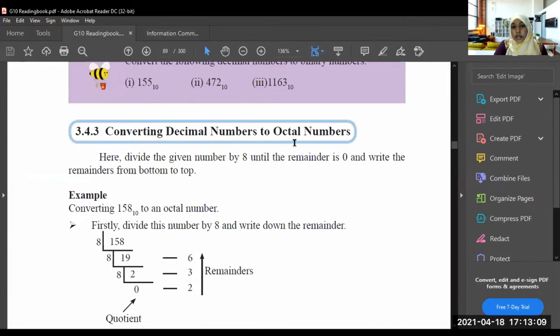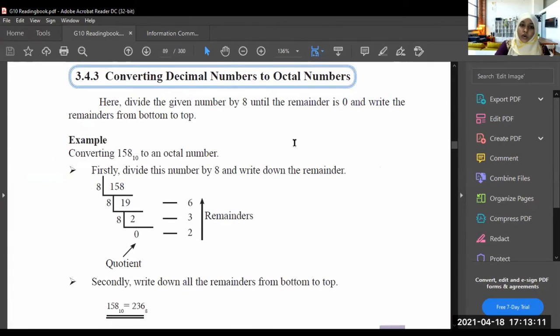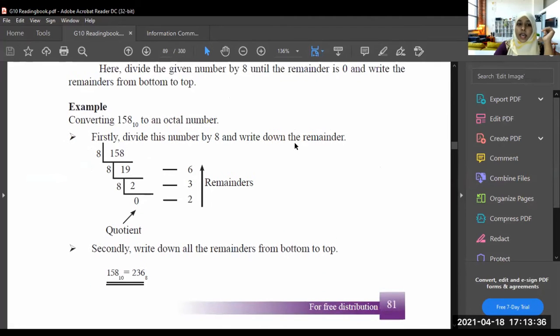Converting decimal numbers to octal numbers. How to convert the decimal numbers into octal. Now you know how to convert the decimal into binary: divide it by 2. When you are converting the decimal number into base 8, then you should divide it by 8. Easy. Whatever the decimal number, when you are converting to an octal number, you should divide it by 8.